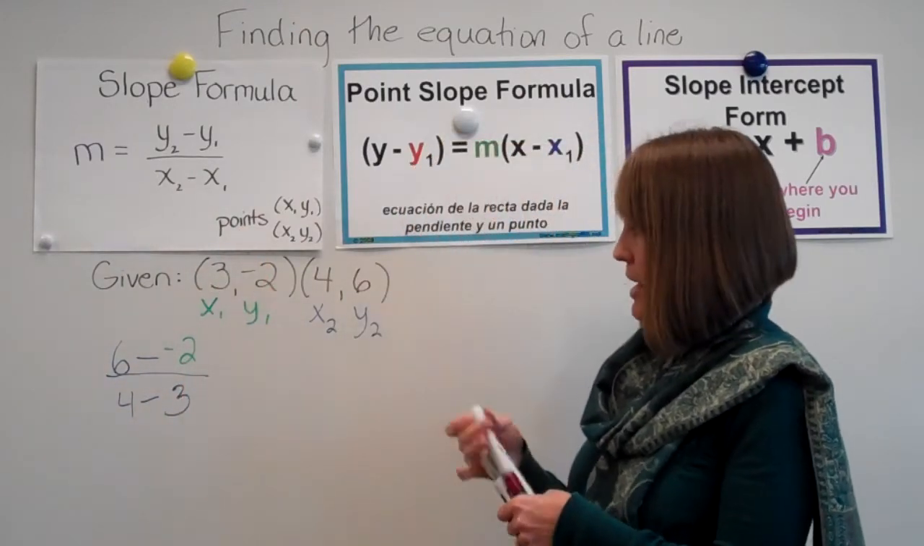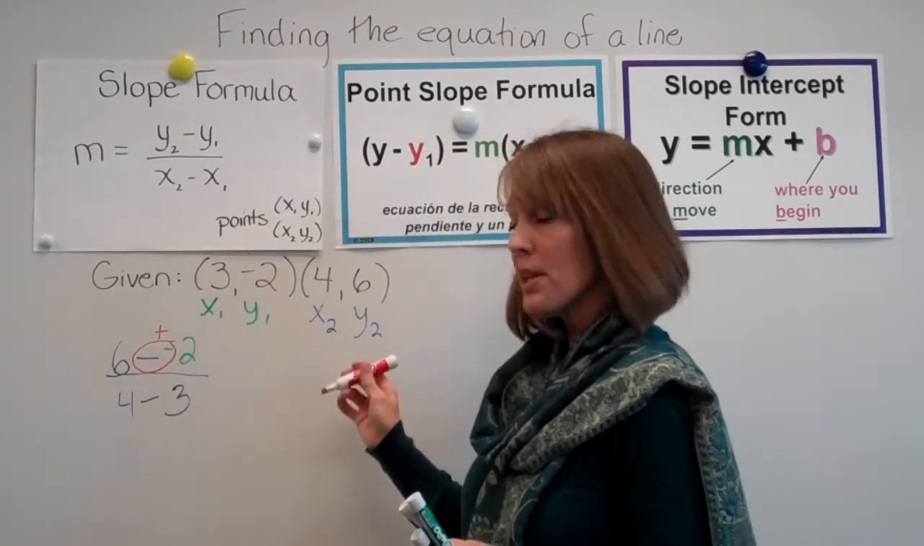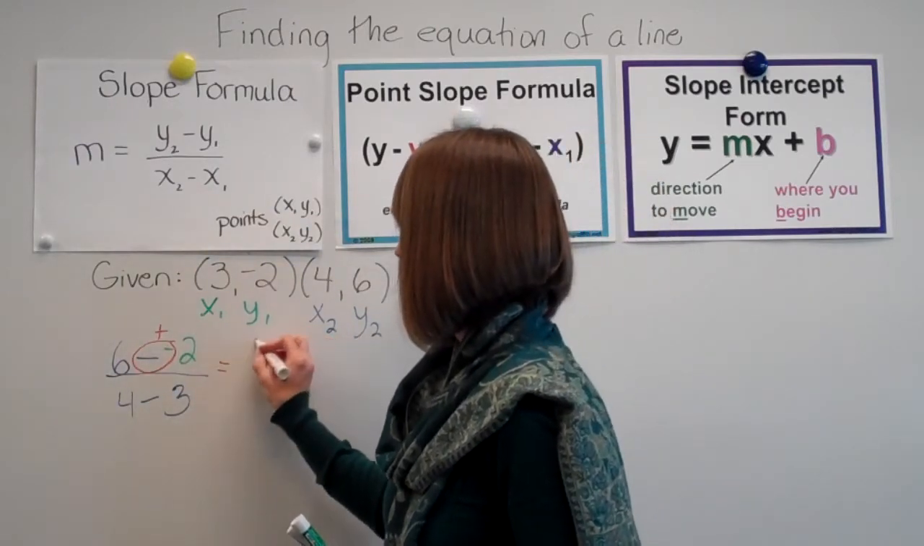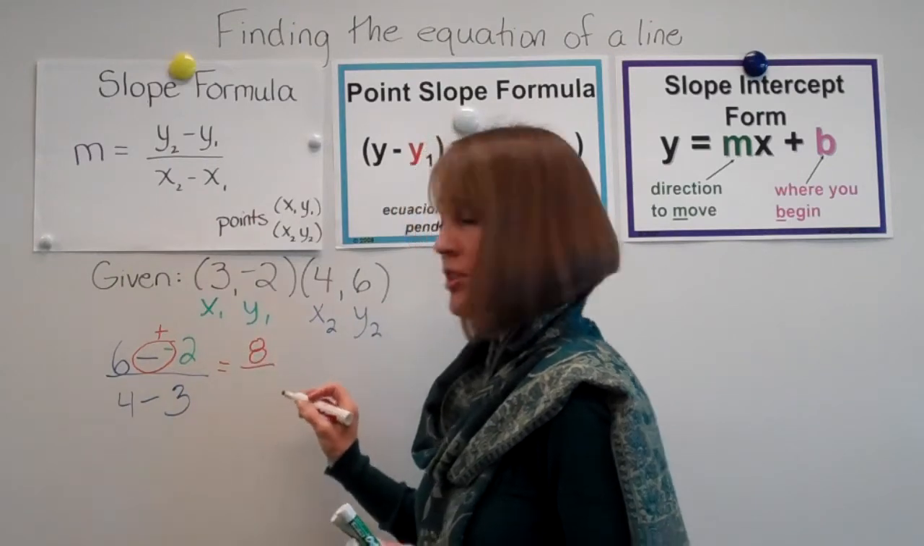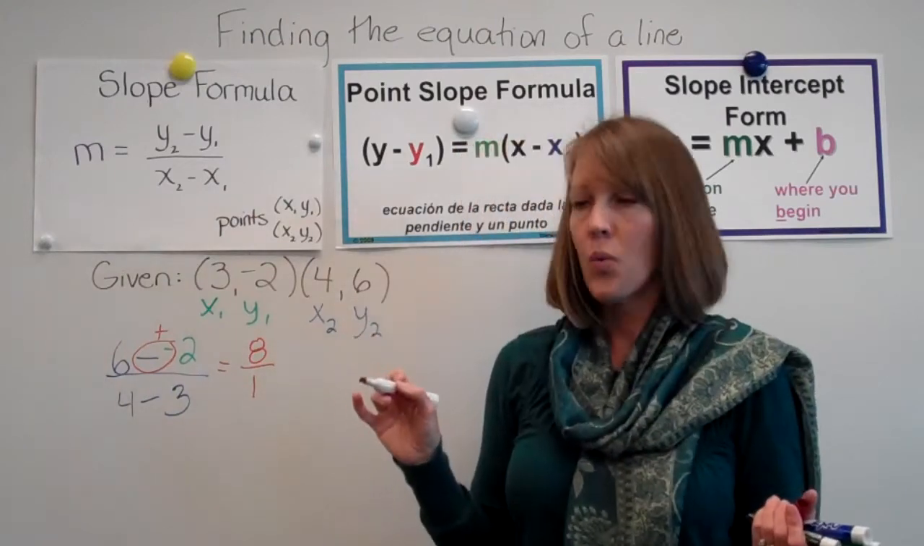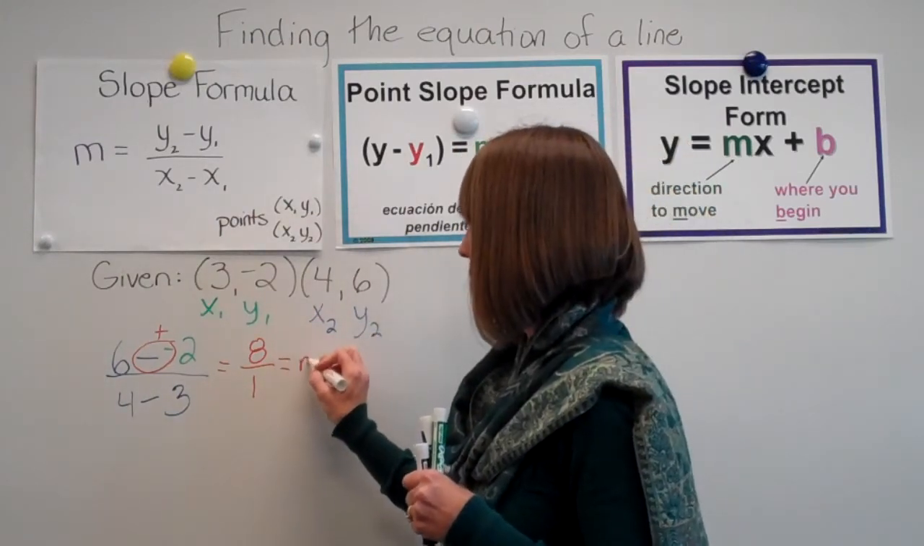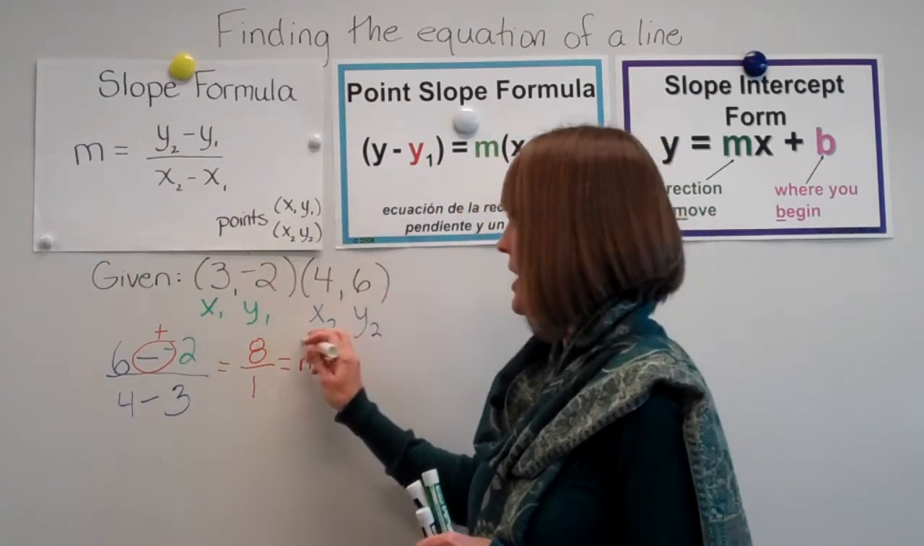All right, let's make this minus minus a positive. So we have 6 plus 2 is 8, and 4 minus 3 is 1. Hey, we have a slope of 8. Now we found the slope, so we're going to label this m. Here we are, right here.